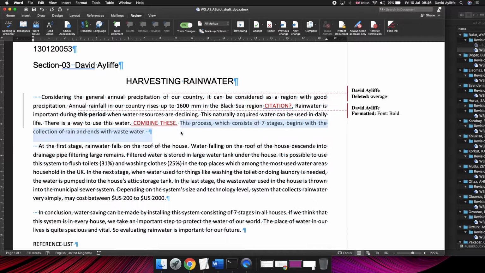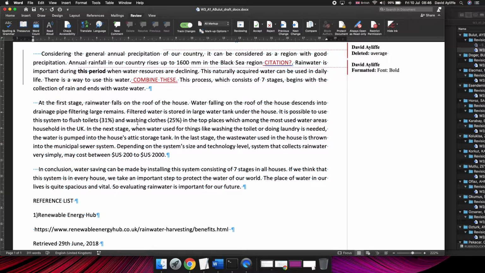Okay, that's good. At the first stage, okay, comma, very nice. Water falling descends, filtered water is stored. It is possible to use this system to flush toilets 31%. What does that 31% mean? I don't understand. And washing clothes 25%. I'm not sure what these percentages mean.